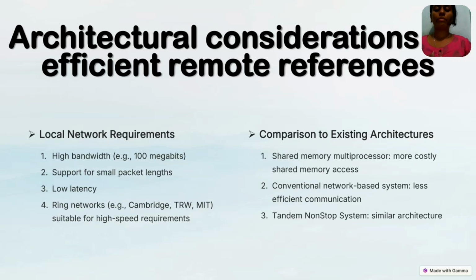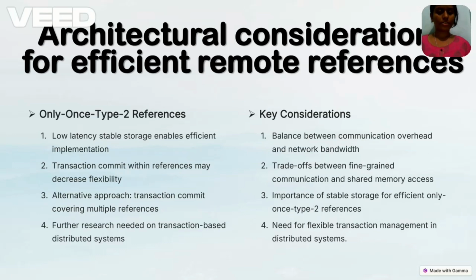Local network requirements: it needs a high bandwidth, for example 100 megabytes. It supports small packet lengths. It has a low latency, and it uses a ring type of network, for example the Cambridge ring, that is suitable for high speed requirements. Comparisons to existing architectures: shared memory multiprocessors have more costly shared memory access. Conventional network based systems have less efficient communication. Tandem non-stop systems are similar to this architecture.